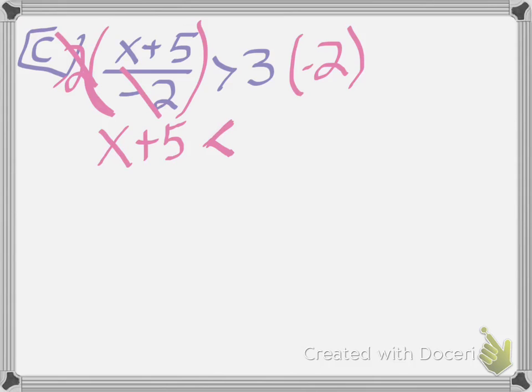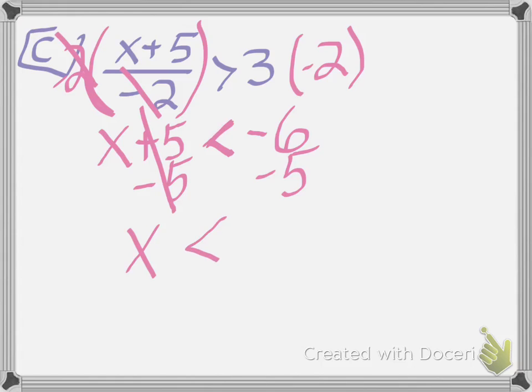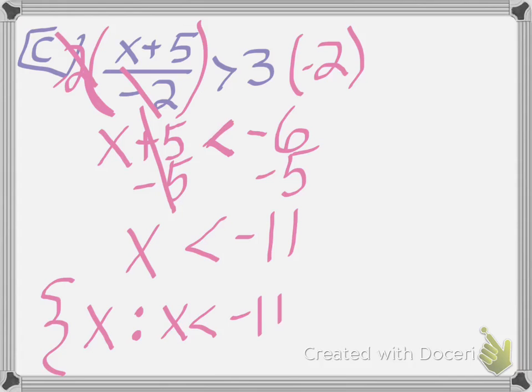3 times negative 2 is negative 6. Inverse of addition is subtraction. Let's subtract 5. This goes away. x is less than negative 6 minus 5, which is negative 11. Let's practice set builder notation. x such that x is less than negative 11.